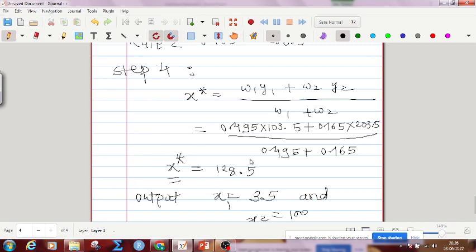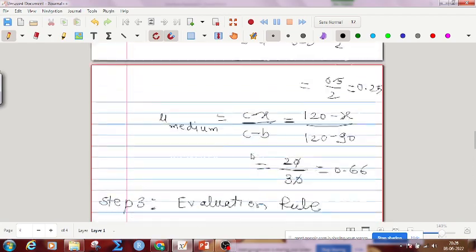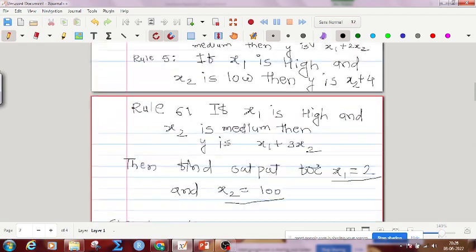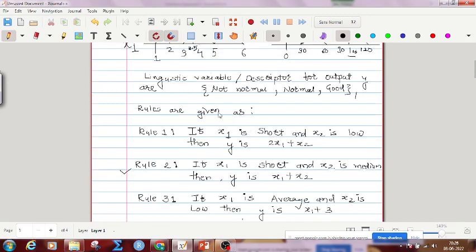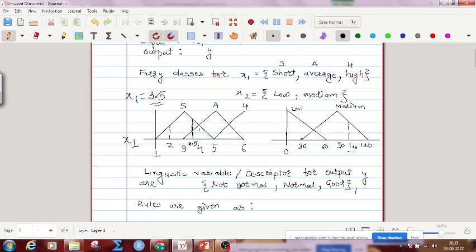128.5. So as compared to the Mamdani, the Sugeno approach is really very easy. Let me summarize in short what we are doing. Similar to the Mamdani, here the inputs are fuzzy classes, and the output descriptors are also given. Sometimes they will give you a range, so the fuzzy class will not be there, and the output will be a crisp value. So these memberships are given to you.